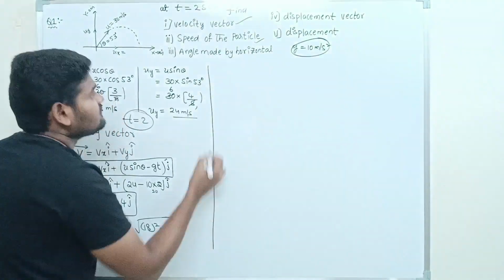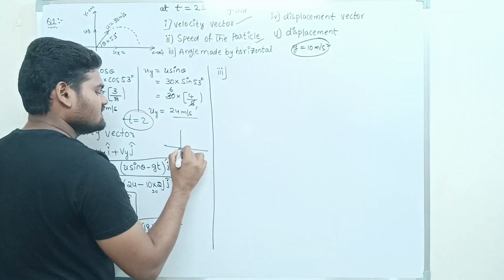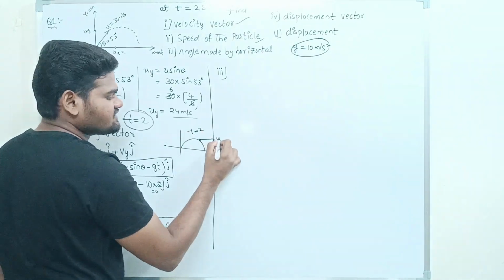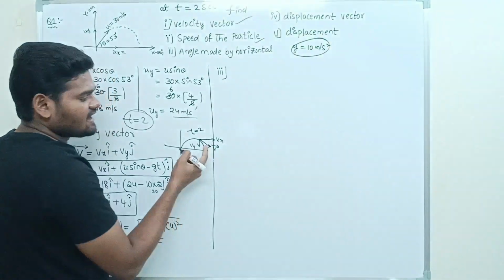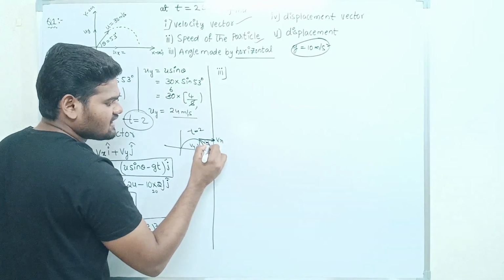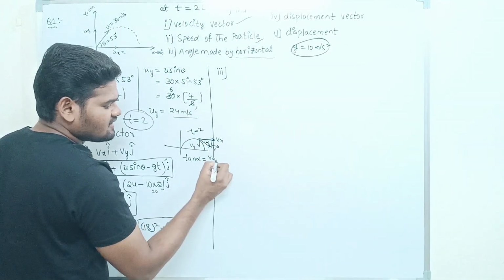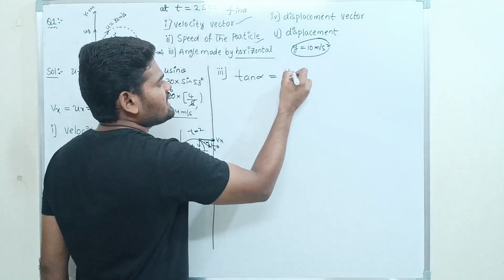Right. So third one, what is the third one? Angle made by the horizontal. So at any particular instant of time t equals 2 seconds, this is vx, this is vy. So this is the resultant vector. Angle made by horizontal, they are asking horizontal. That means vx, alpha. Then tan alpha is equal to what? Opposite side, Vy by vx. So tan alpha is equal to vy by vx.